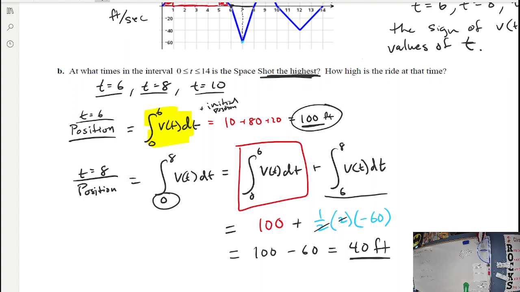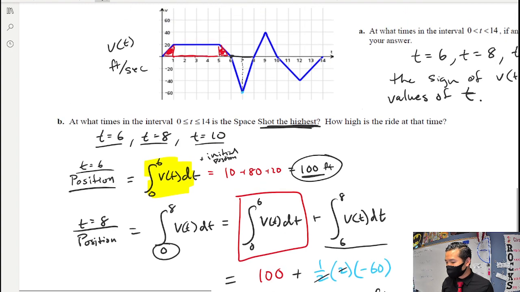The next 2 seconds, this thing's starting to fall, yeah? How much does it travel from 6 seconds to 8 seconds? 60. And then at 8 seconds, where am I now? 40 feet. Does that make sense? So these integrals basically just tell you the displacement, how much it travels. And the displacement from 6 to 8 was negative 60 because it went backwards with that negative velocity. That's why that area was down here. Okay? We're almost done, I promise.